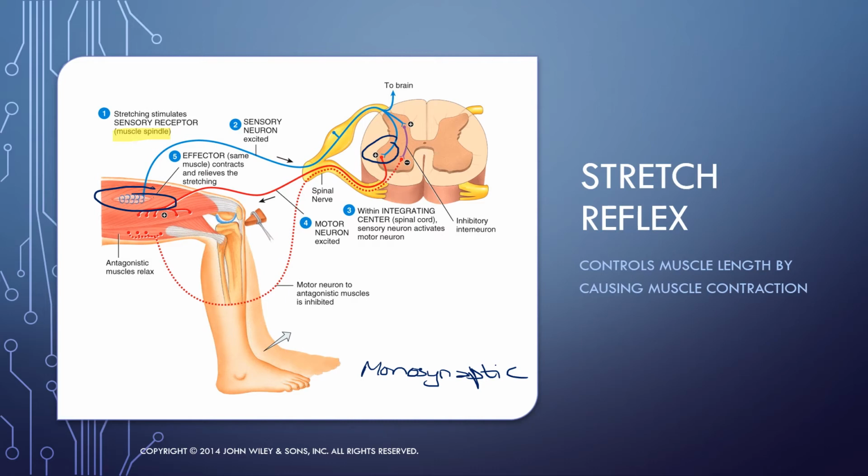Now, in response to being stretched, a muscle spindle generates one or more nerve impulses that will propagate along this sensory neuron. They will be integrated here at the monosynaptic reflex arc. And then we will go to the effector here, which is the same muscle contracting to relieve that stretching that was detected by the muscle spindles.